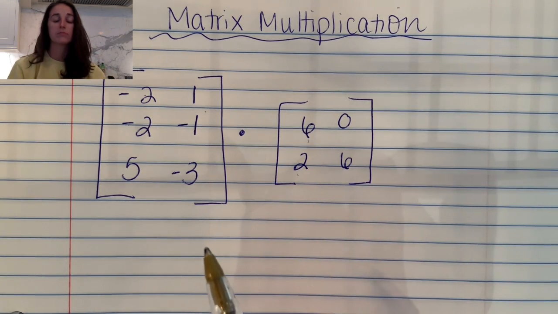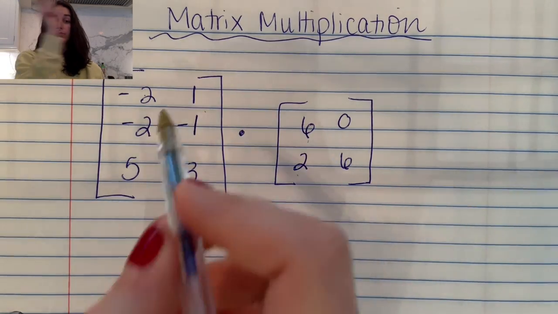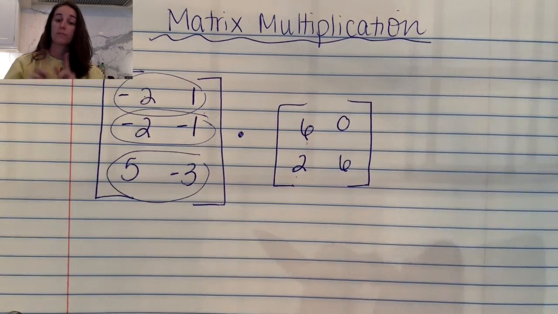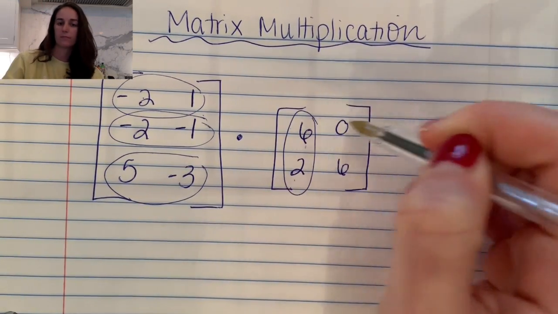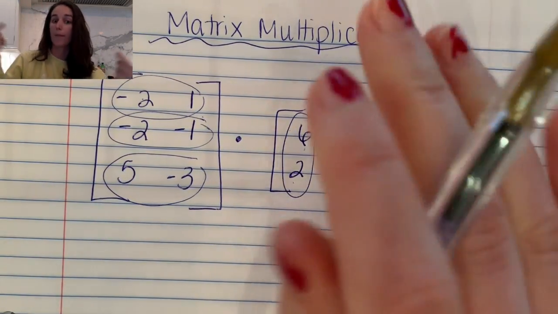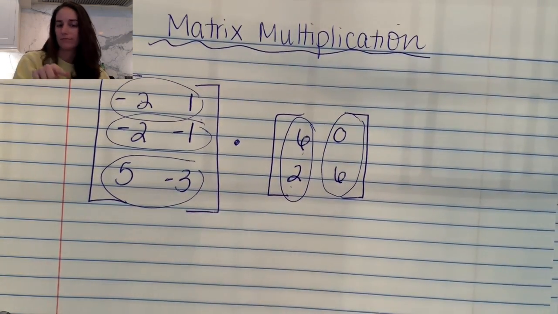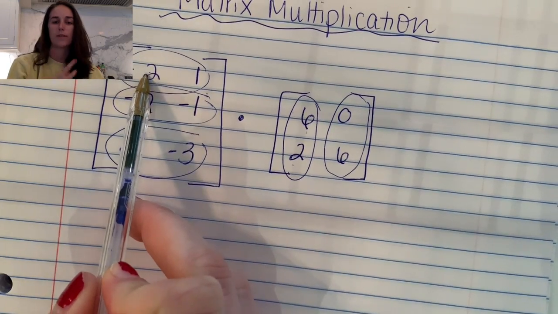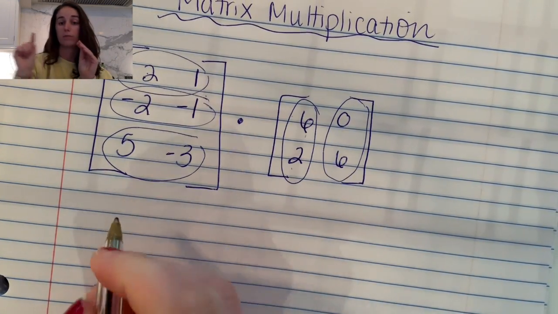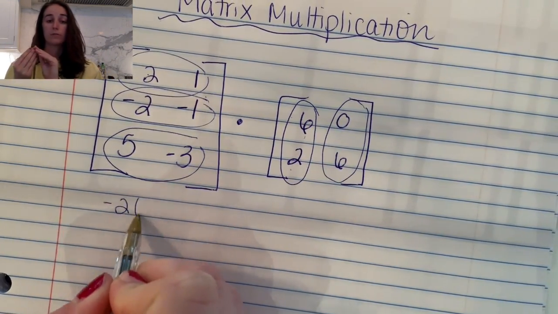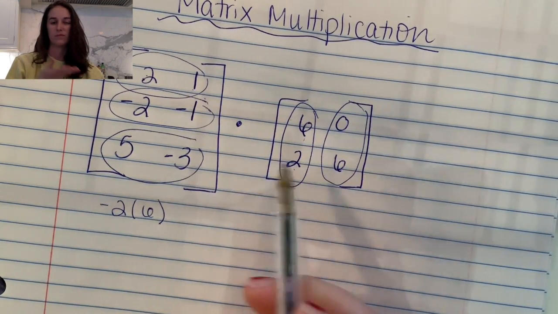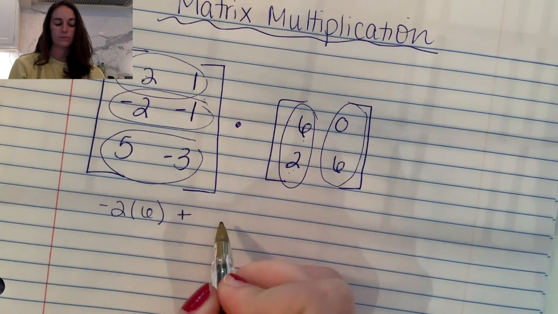The first thing I'm going to do is circle all of my rows in the first, and then I'm going to circle my columns in the second. So that's the opposite of what we just counted in the beginning. Now I'm going to multiply my first number by my first number, -2 times 6, and then my second number by my second number. So I'm adding these together.